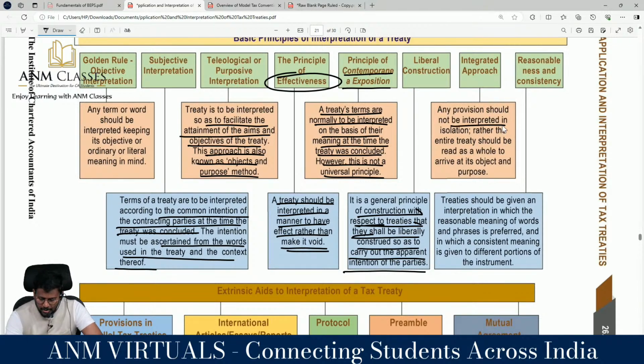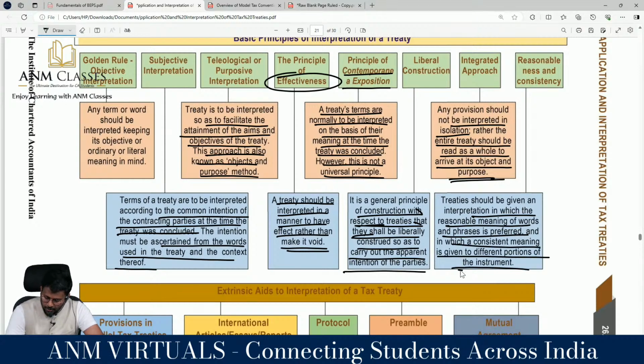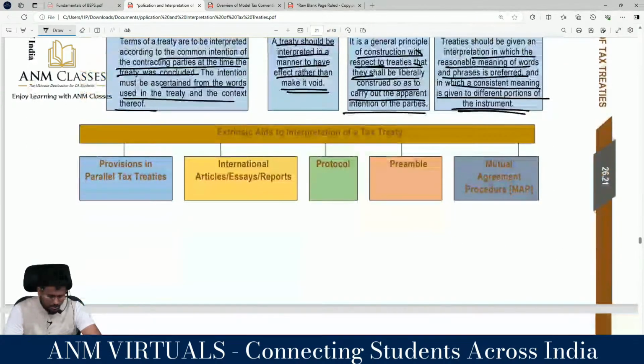Integrated approach: any provision should not be interpreted in isolation. Rather, the entire treaty should be read as a whole to arrive at its object, reasonableness and consistency. Treaties should be given an interpretation in which the reasonable meaning of words and phrases is preferred and a consistent meaning is given to different portions of the instrument. Clear?